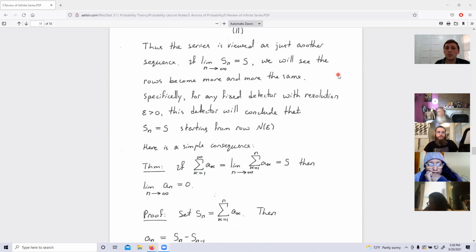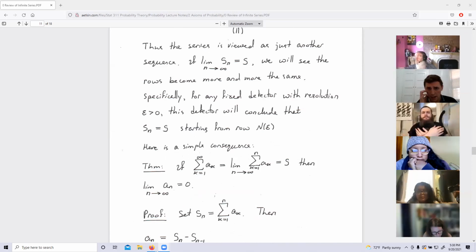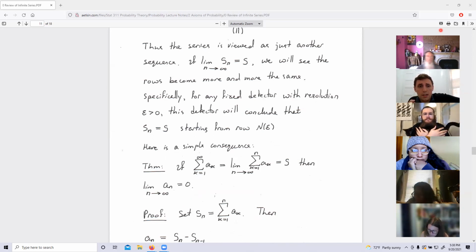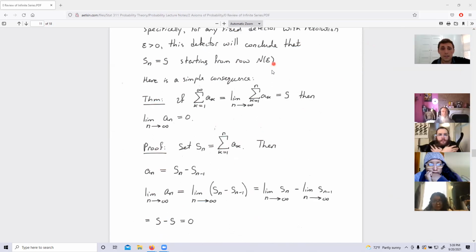So the first theorem is called the divergence theorem, and the divergence theorem tells us the following. The series does not have a chance to converge unless the sequence that we use to add up is converging to 0. Do you see why that should be the case? Let's see why that's the case, guys.